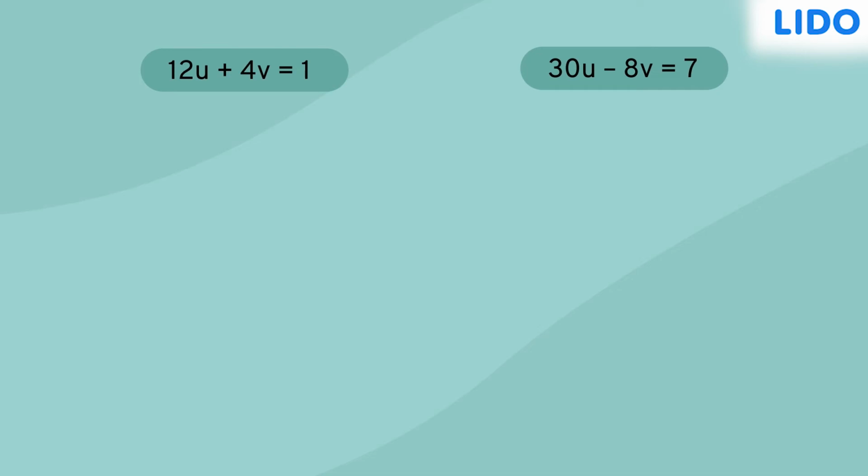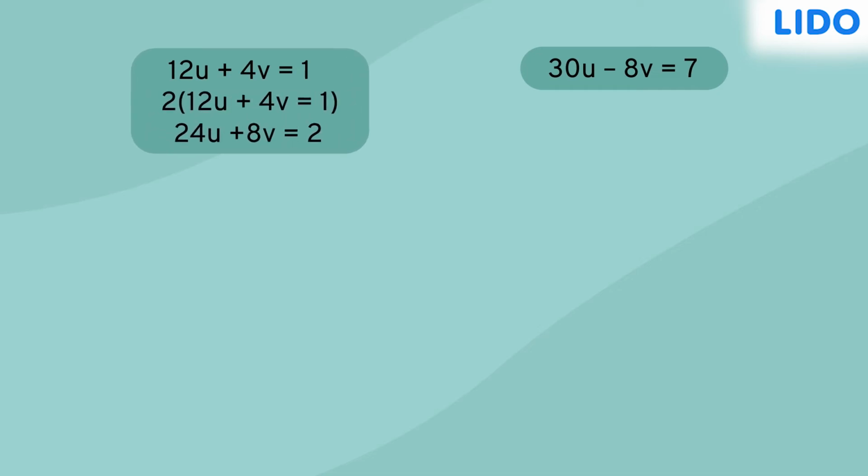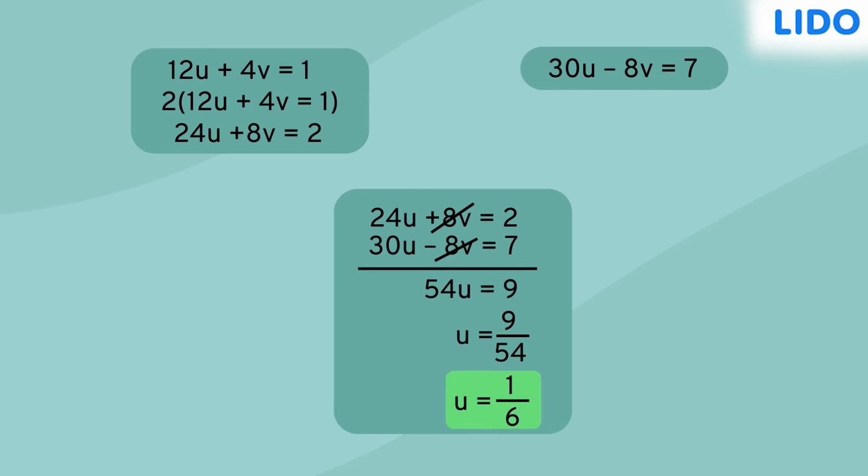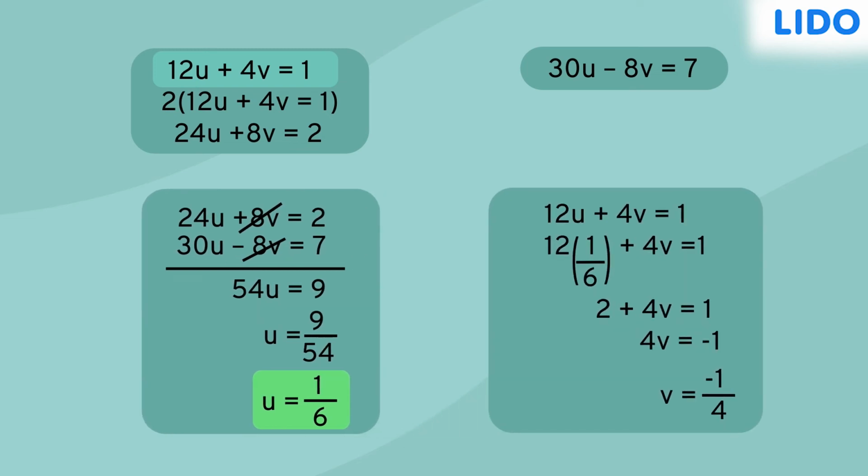We can solve this further by equating the coefficients and adding the two equations. From that, we get the value of u as 1 over 6. On substituting the value of u in equation 1, we get the value of v as negative 1 over 4. Don't be happy just yet. Since this is a slightly longer road, there is one more checkpoint that we need to cross.